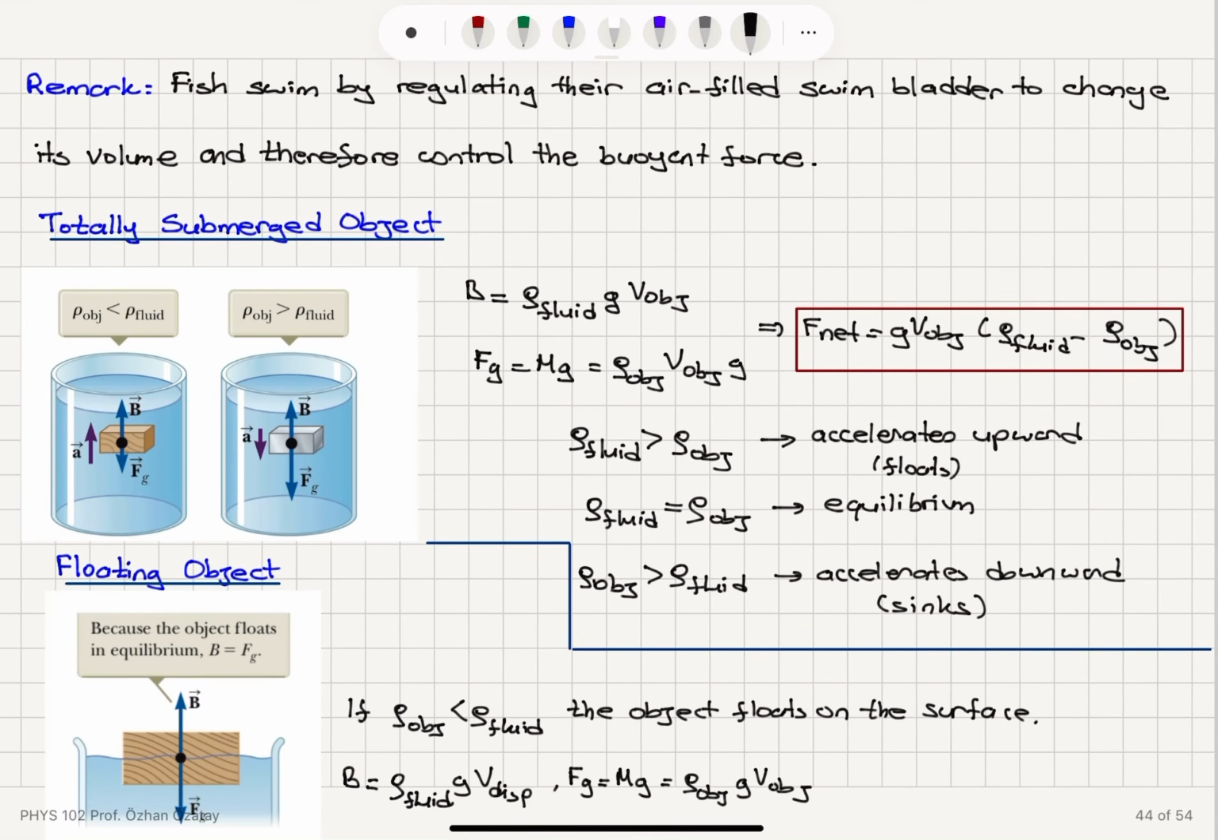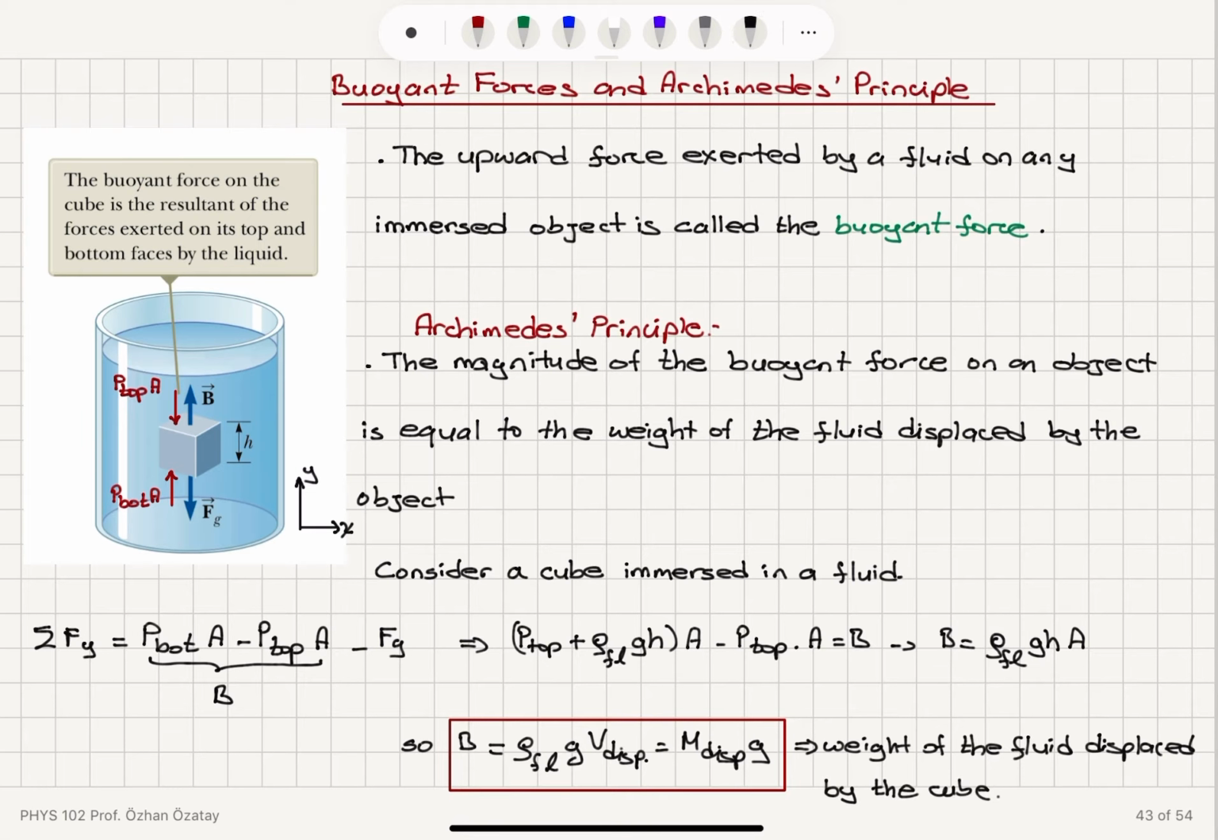Now, in this lecture, we have talked about buoyant force and Archimedes' principle. When we have an object that is immersed in a fluid, it feels an upward force, that's called the buoyant force. This upward force stems from the fact that we have a pressure differential when we compare the top and bottom surfaces. And these two pressures are linked by the variation of pressure with depth.